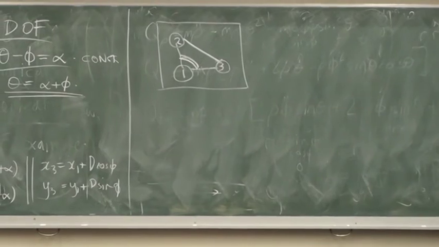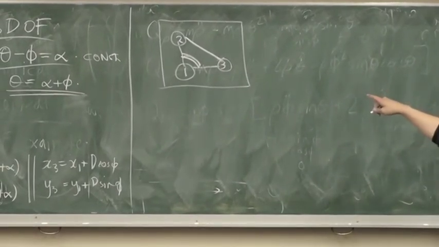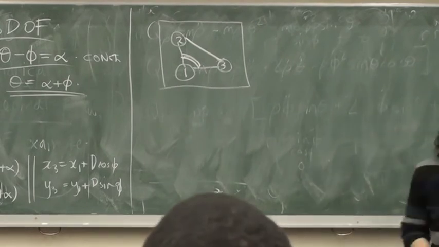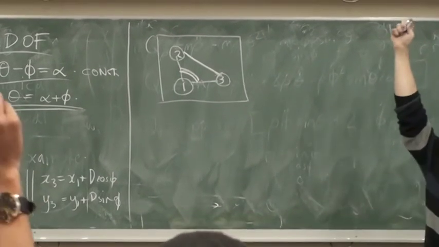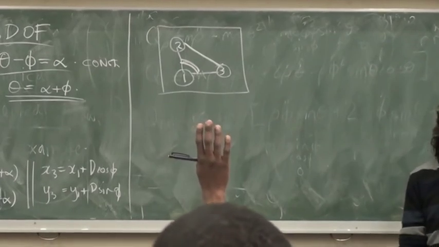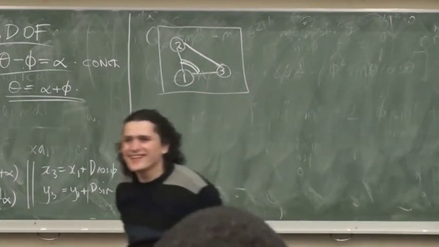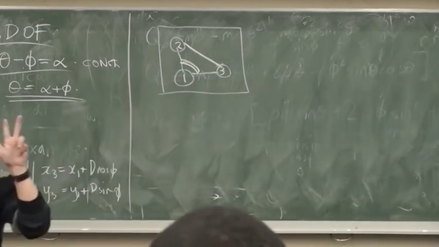So the question is, how many degrees of freedom? 2? This is 3. I've caught lots of you in my trap. The answer is 3.